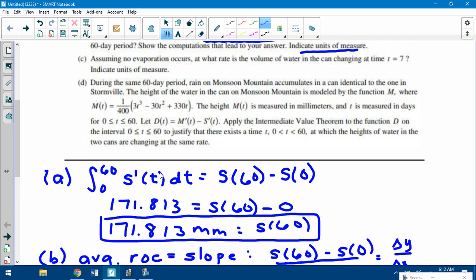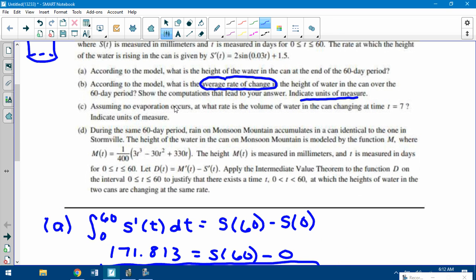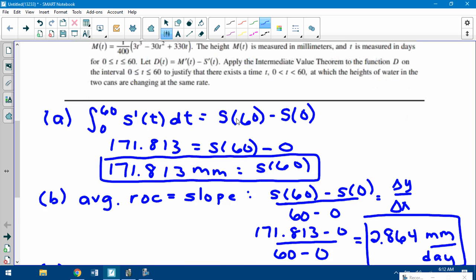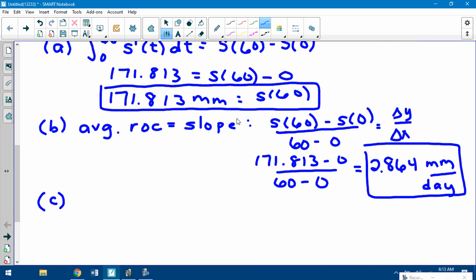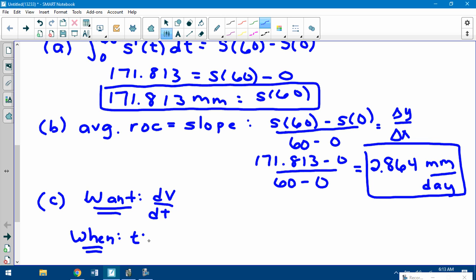Okay, C. Assuming no evaporation occurs, so there's no water leaving the can, at what rate is the volume of the water in the can changing at t equals 7? Indicate units of measure. So they ask for a rate of volume. That's kind of like a related rate. We want dV/dt. When do we want it? Now, when t equals 7.